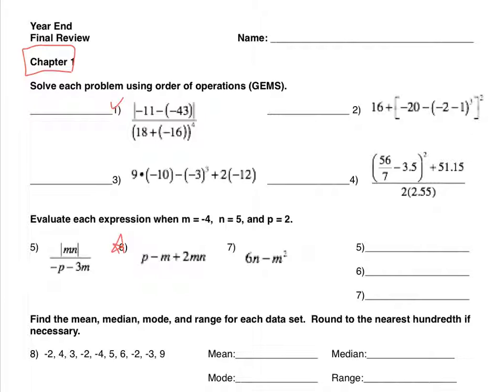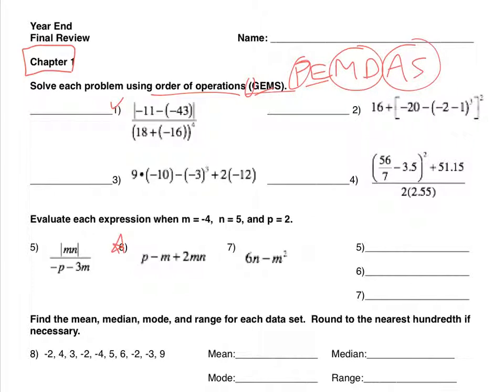Actually not solving equations, just simplifying some expressions using the order of operations. Sometimes that is referred to as GEMS, sometimes it's referred to as PEMDAS. But we do need to remember that we do grouping or parentheses first, then come exponents, and then we multiply and divide and add and subtract from left to right. We also introduced these absolute value bars in chapter 1, so make sure that you understand that anything inside of those is positive.